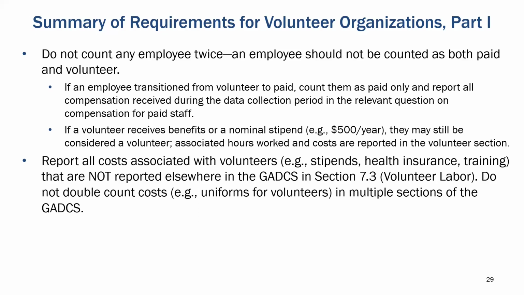If a volunteer receives benefits or a nominal stipend, they should still be considered a volunteer, and associated hours worked and costs will be reported in the volunteer section. Report all costs associated with volunteers in only one section, following the instructions. Do not double count costs such as uniforms for volunteers in multiple sections of the instrument.